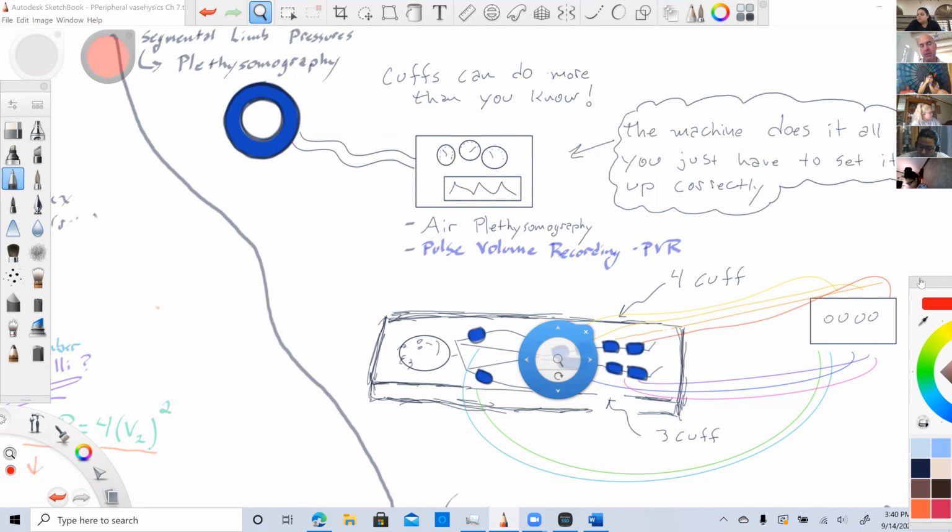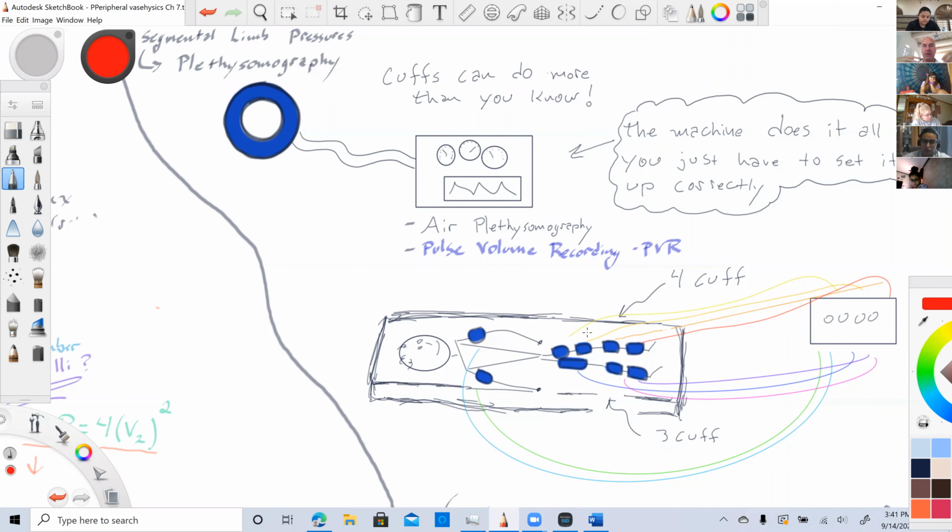And this machine will do that. This machine will go through and find all your pressures for you. So it's like an enhanced ABI. It's an ABI in more than just your ankles, though. So it's not really just an ABI. It does pressures throughout. And then after it does its pressures, it comes back and squeezes the arm or the leg at around 80 millimeters mercury, and then it just holds it there.